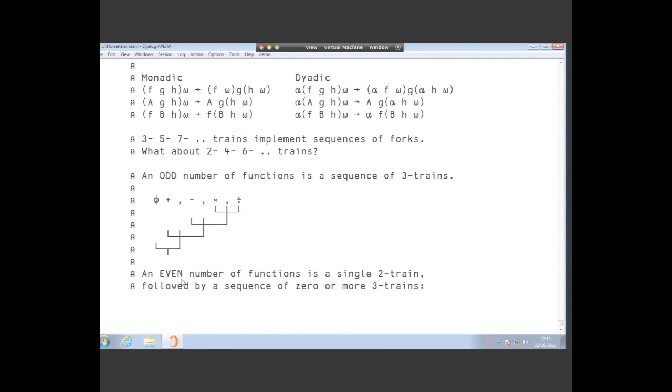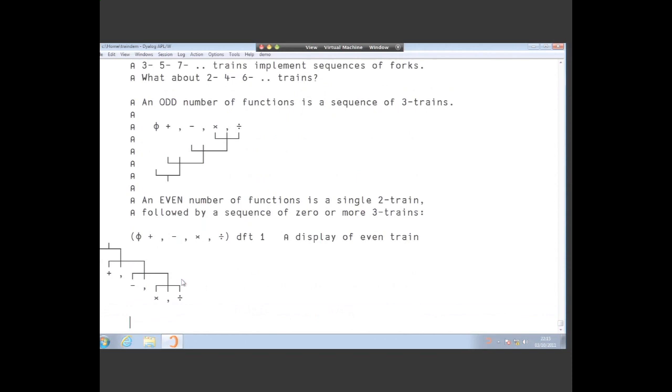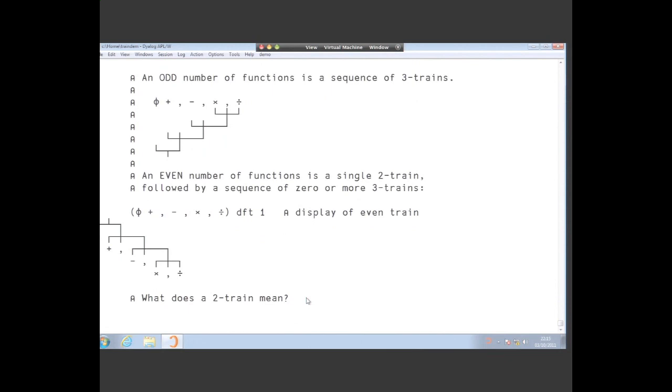And if I display that tree, again, you can see the two train at this end, there are only two tines in this fork, and all of the other forks have three tines. And you can play with this stuff on the conference edition. So what is a two train? Having got this two train, that's another little gap in the syntax, a form not used by APL, we can assign a meaning to it.